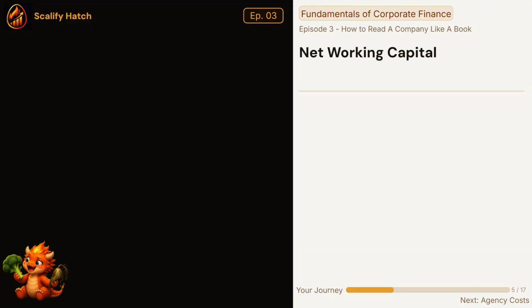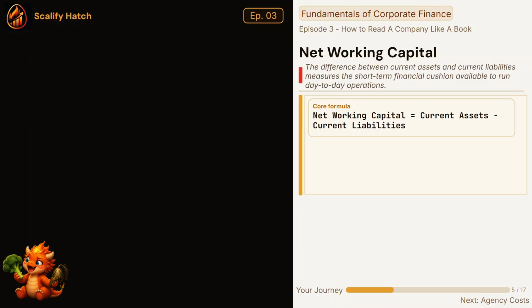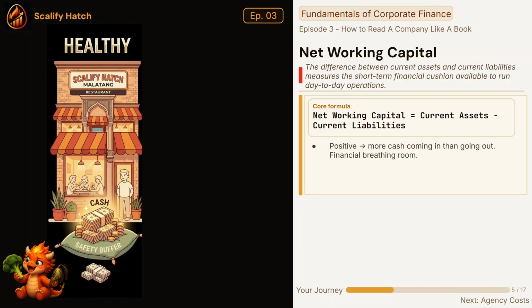Net working capital. Net working capital equals current assets minus current liabilities. It's actually pretty simple. It's the difference between what's going to convert into cash in the next year and what we have to pay out in the next year. For a healthy business, this number is almost always positive, meaning more cash is coming in than going out in the short term. That's financial breathing room.